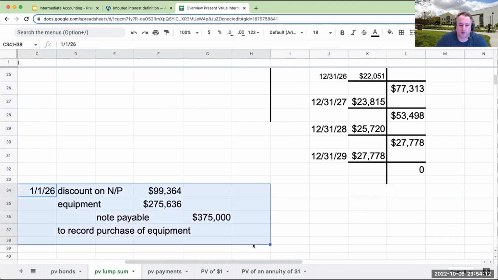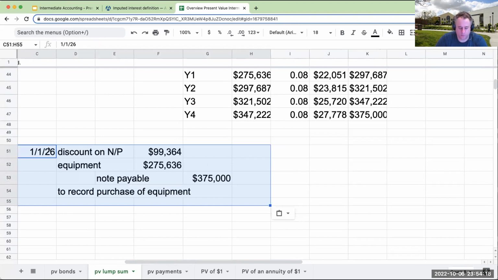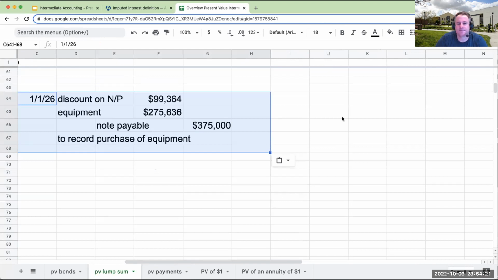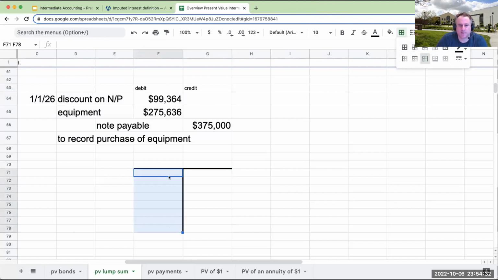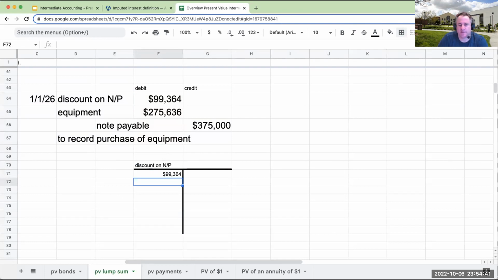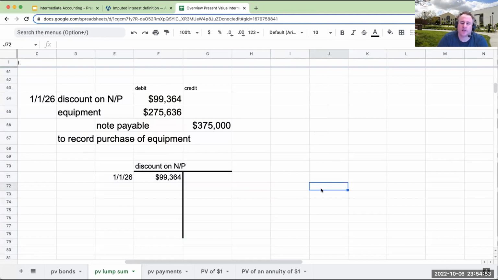So now what I need to go through and do, let's give ourselves some more room down below, and we'll even go further down. There we go. Okay, so I've got this. I'm sitting on my books with this discount on notes payable. This is a contra liability account, very much like a discount on bonds payable. This discount on notes payable is $99,364 on 1/1/26. What is my goal for the discount? By the time I go through and pay the note, I want this to be down to 0.